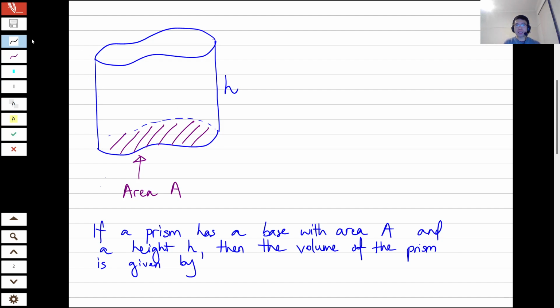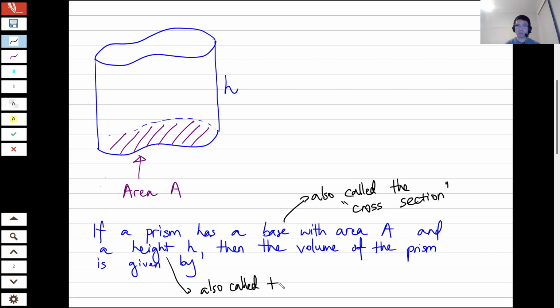So suppose I give you a prism where the base, or the cross section, has an area of capital A. So that's colored in purple here. And this cross section, or this area, is repeated over a length h, which we usually call the height. And sometimes this is called the breadth as well.